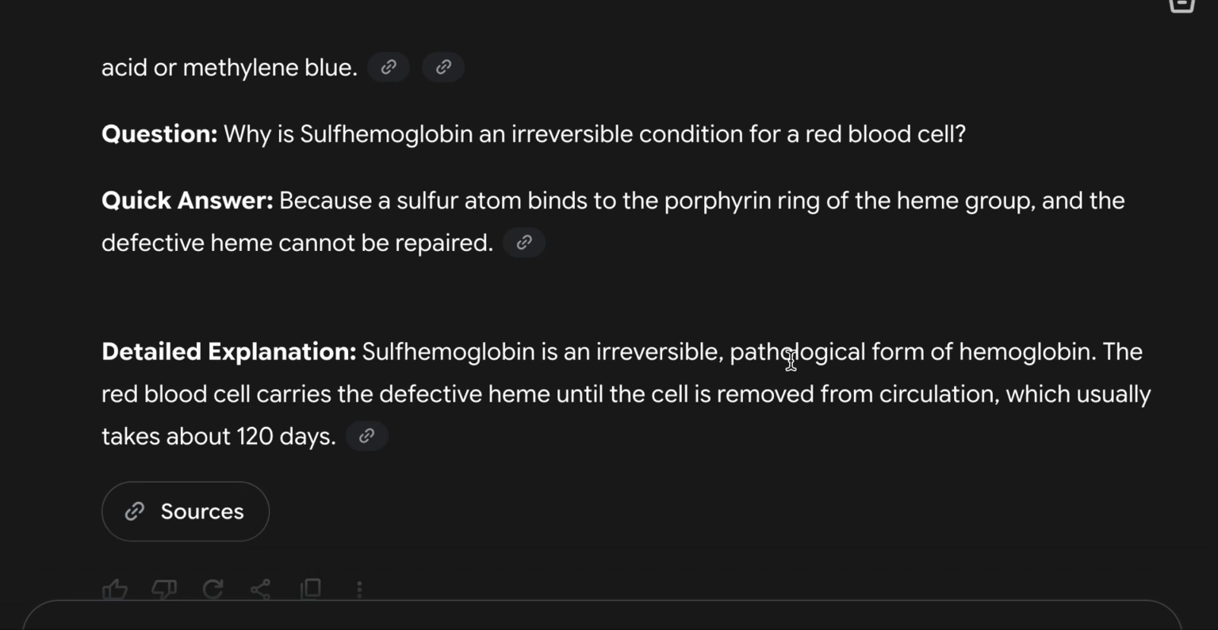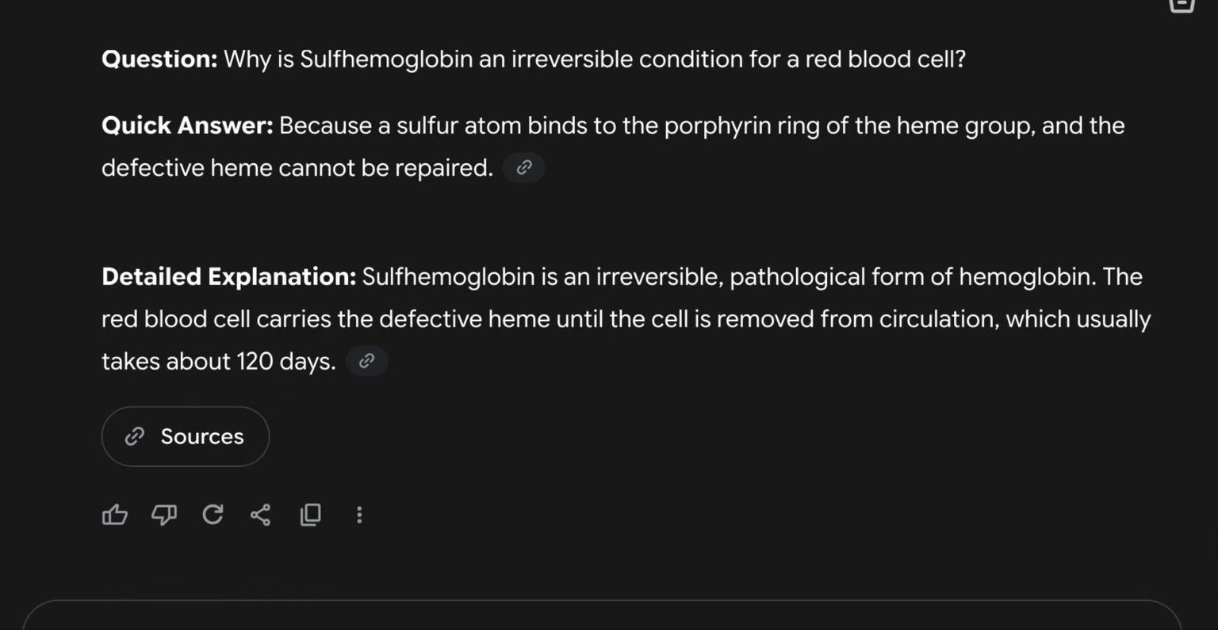Sulfhemoglobin is an irreversible pathological form of hemoglobin. The red blood cell carries the defective heme until the cell is removed from circulation, which usually takes about 120 days.